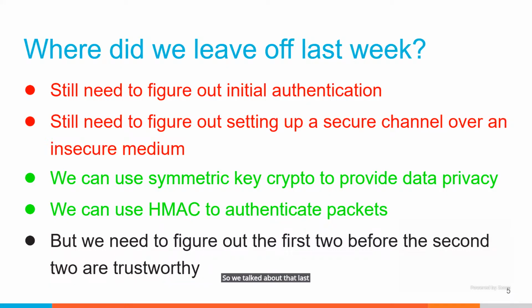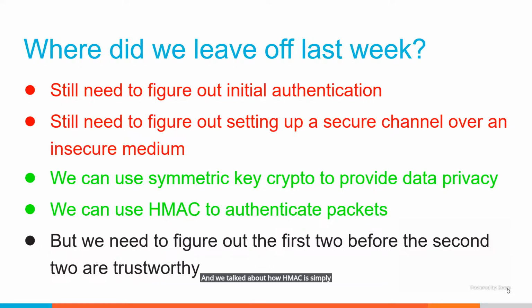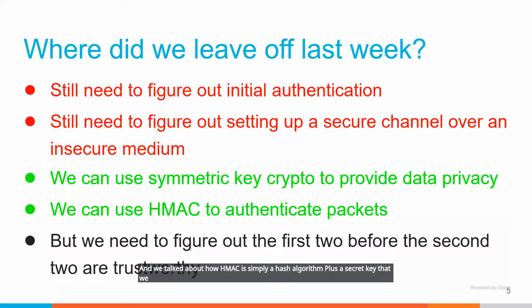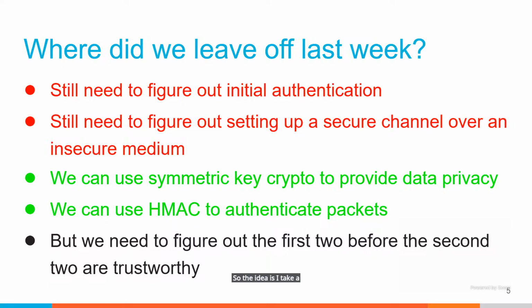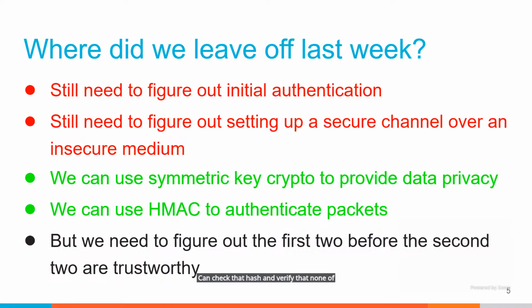We also talked about HMAC. We talked about hashing, and how HMAC is simply a hash algorithm plus a secret key that we use to digitally sign data that goes back and forth. The idea is I take a hash algorithm, I take this secret key that's used as part of my symmetrical key encryption, I run that through a hashing algorithm, I send that to the system on the other side, and now that system, because it's the only other system that should have that secret key, can check that hash and verify that none of the data was changed in transit. So we have a way to secure our data while it's being transmitted. We have a way to authenticate all the packets.